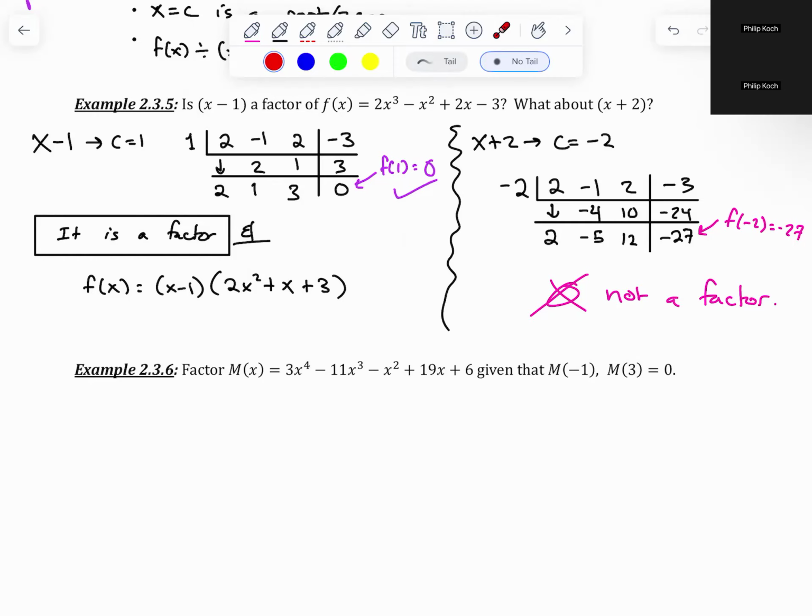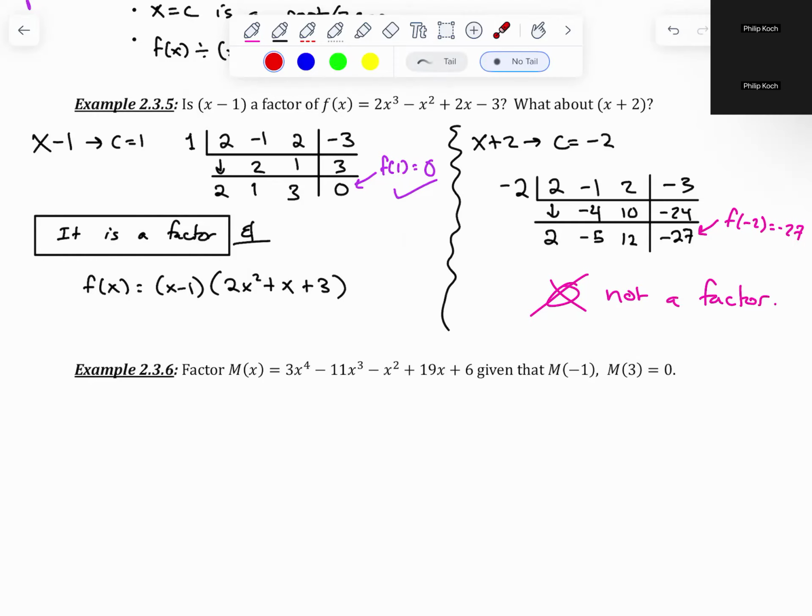All right. So this is a big use of it. Factor m of x equals 3x to the fourth minus 11x cubed minus x squared plus 19x plus 6, given that m of negative 1 and m of 3 are both equal to 0. Because as it stands right now, there is no way to factor this. We talked about Galois and the fact that there is no quartic formula. So there's no way to figure out what the zeros are unless we're given that information right now.